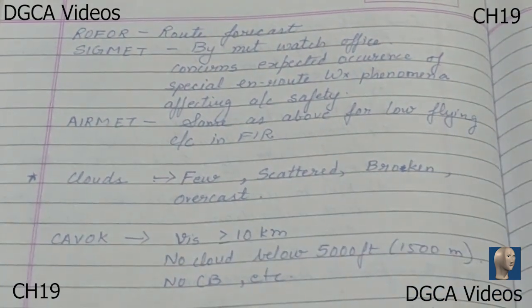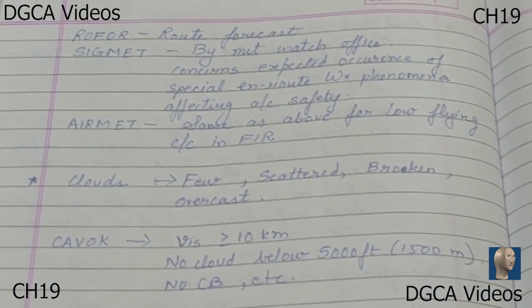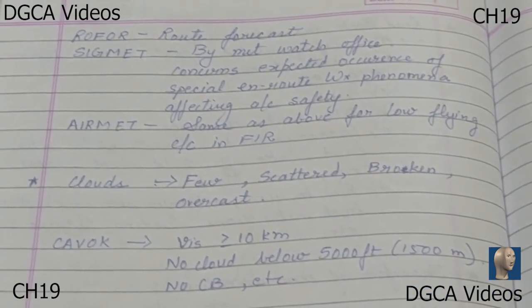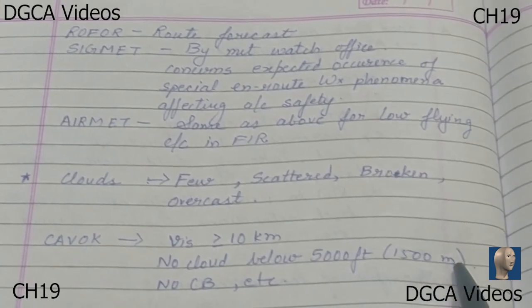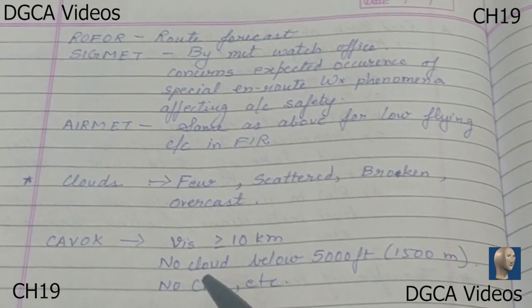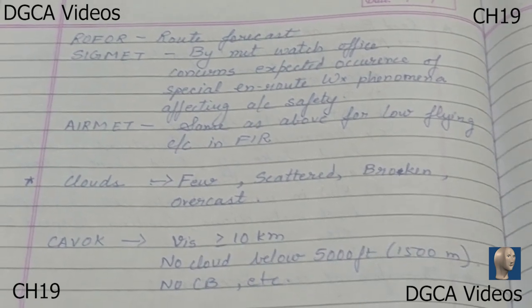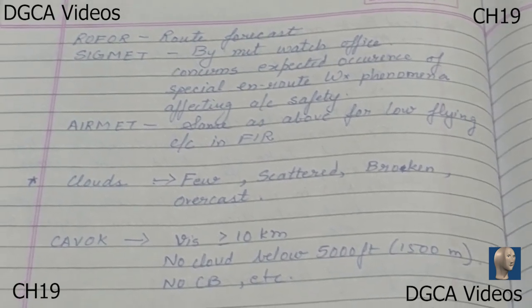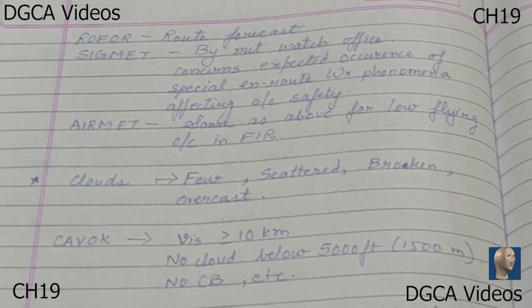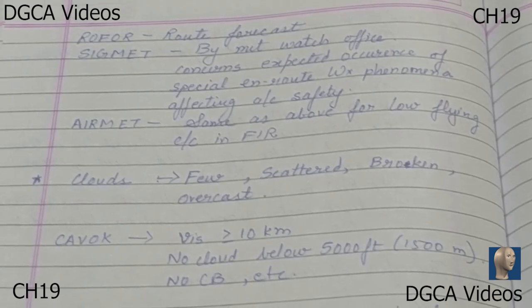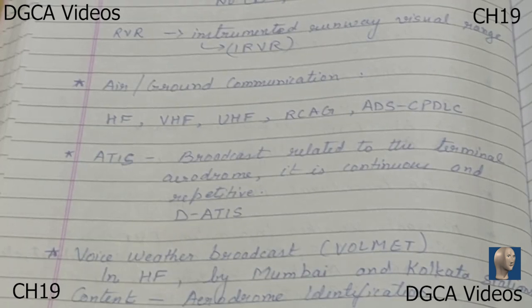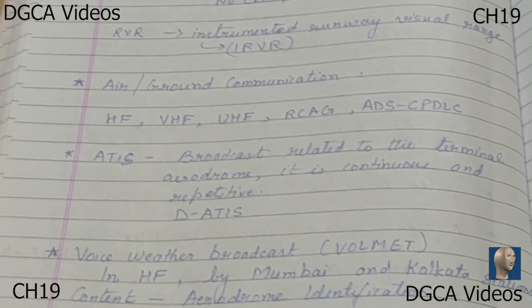CAVOK. So in this, visibility is greater than 10 kilometers, clear sky, no clouds below 5,000 feet or 1,500 meters, no cumulonimbus clouds, or no other weather which might affect the safety of the aircraft. So that is CAVOK. Fine. Moving on to the next part. Next is the runway visual range, which will be telling you the distance up to which the runway is visible.